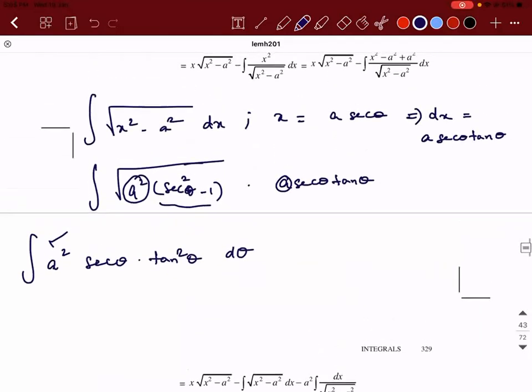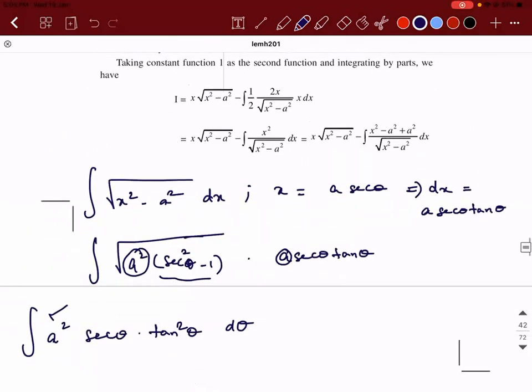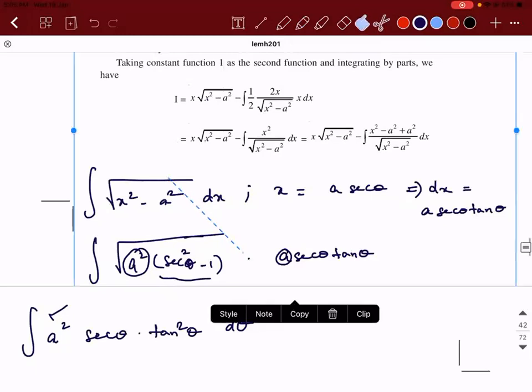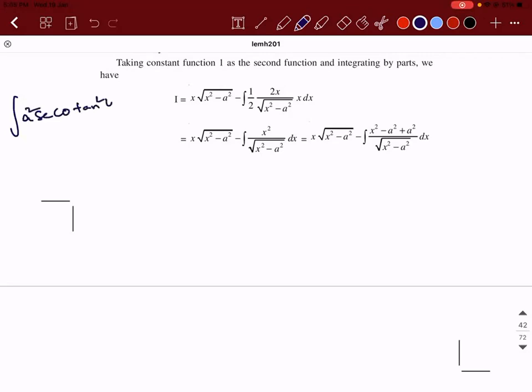So x is equal to a secant theta, dx is equal to a secant theta tan theta. This will go slightly lengthy, so let's not go by this method. I'm sure we can do it by this, but let's not go by it. We'll go with by parts. The reason why I didn't go with it is, I'll tell you what was the issue I faced. A square secant square theta tan theta, right, this is what we got.